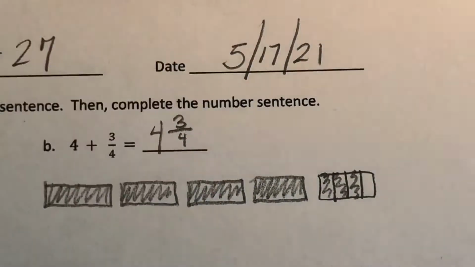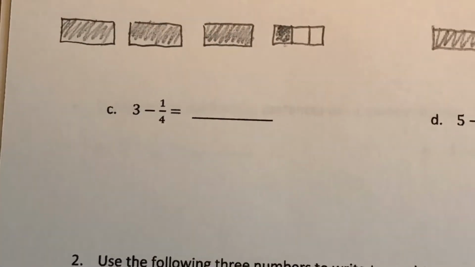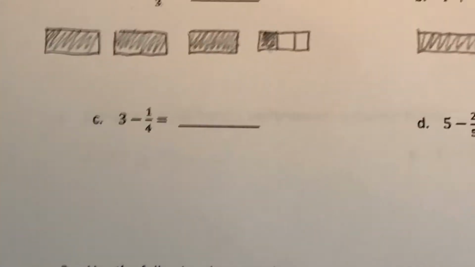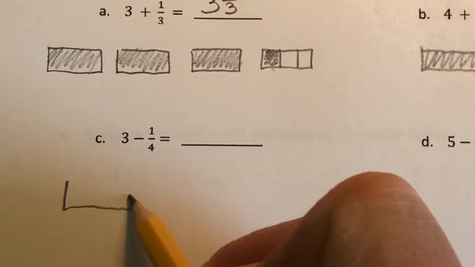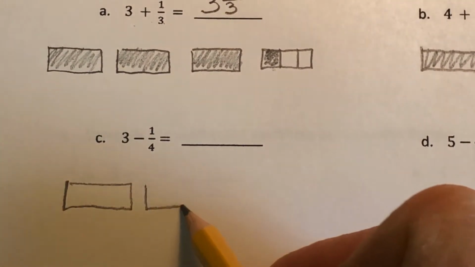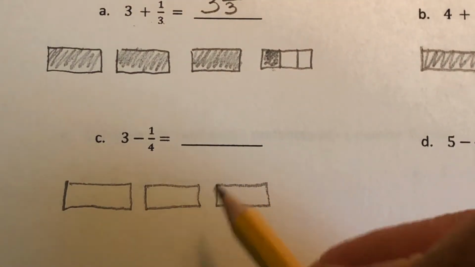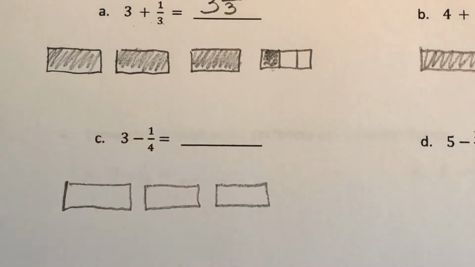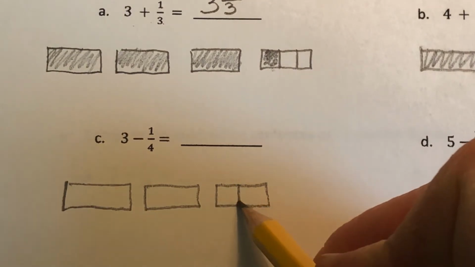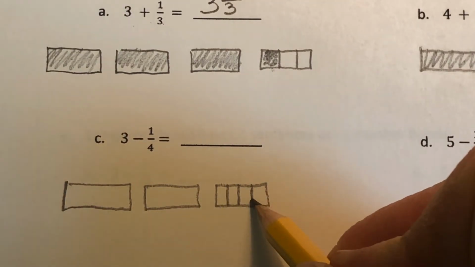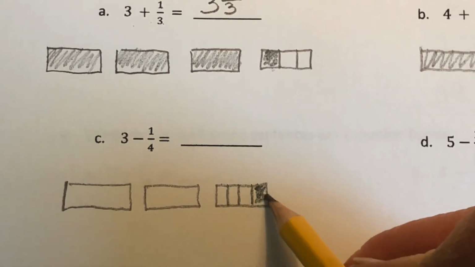Now, for subtraction, it's a little bit different, okay? So I'm gonna take a look at C. C shows me a fraction like this, all right? So I've got 3 - 1/4. So what I'm gonna do is draw 3 cookies, okay? Draw out my 3 cookies just like that. Okay. So if I have 3 cookies and I'm subtracting just 1/4 of 1 cookie, I'm gonna take this last cookie that I drew and split that into 4ths, okay? And all I'm gonna do is take away this one piece, 1/4, okay?